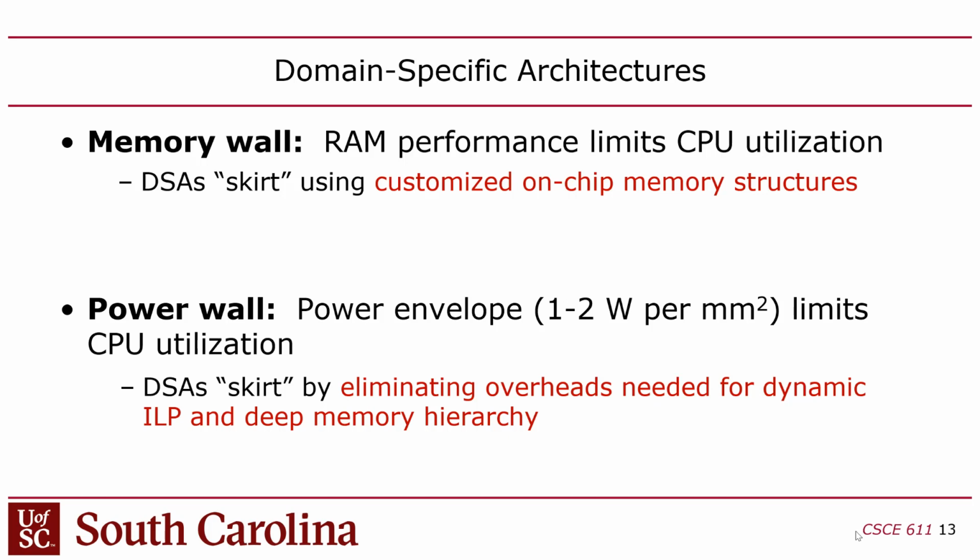Then there's the power wall, another big one. CPUs are fundamentally limited to dissipating 1 to 2 watts per square millimeter. You just can't go beyond that. If you go beyond that, it's too hot. You can't extract the heat. And so that creates this thing called the dark silicon problem, which says that even if you don't have the memory wall, even if you say, I can have all my cores and all my functional units working at 100% utilization, you still have to shut some down in order to limit the power consumption. So both of these problems are essentially limiting the utilization, how much of the chip you can actually utilize.